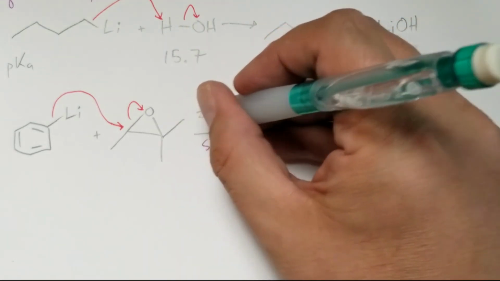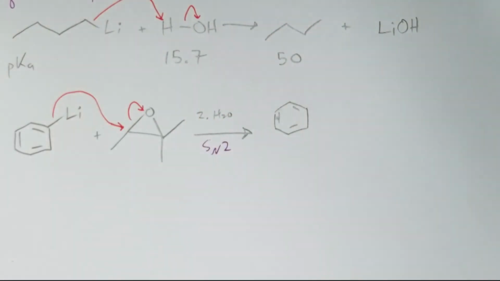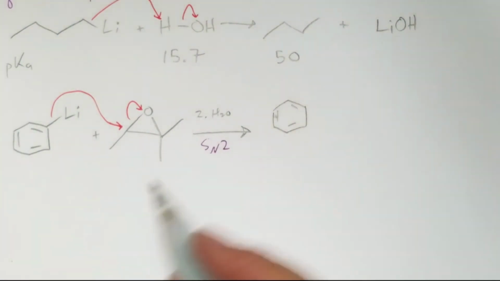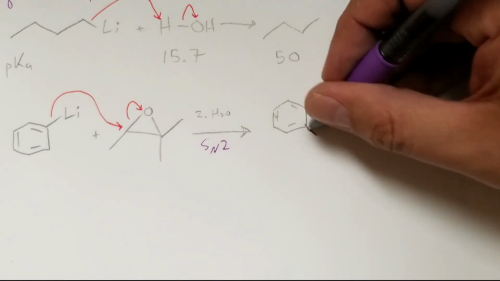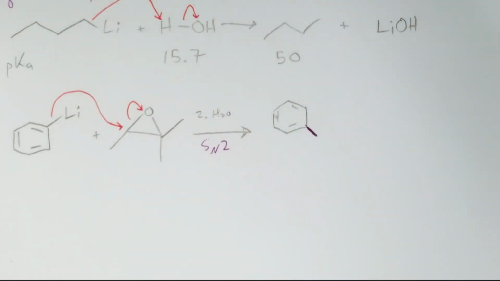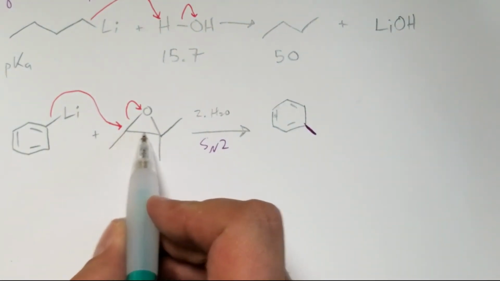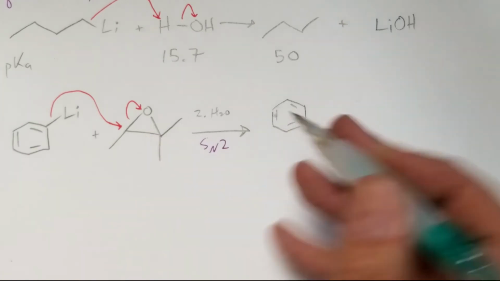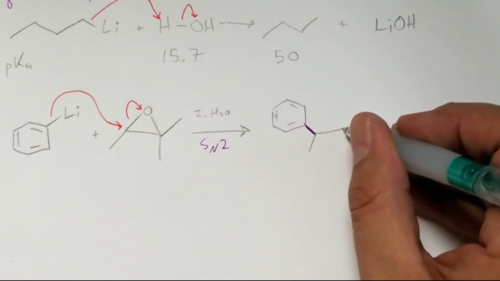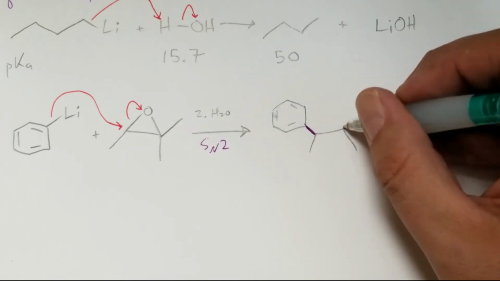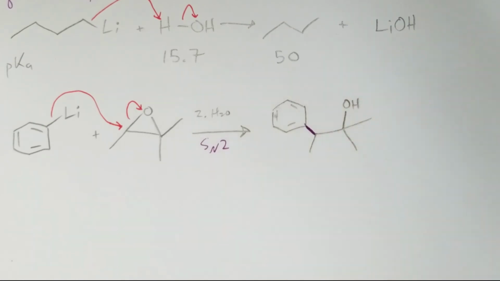And then step 2 will be water. And then counting carbons here, our new bond is going to be directly to the ring, like that. And then we have 1, 2, 3, 4, 5. And the OH goes here, like that.